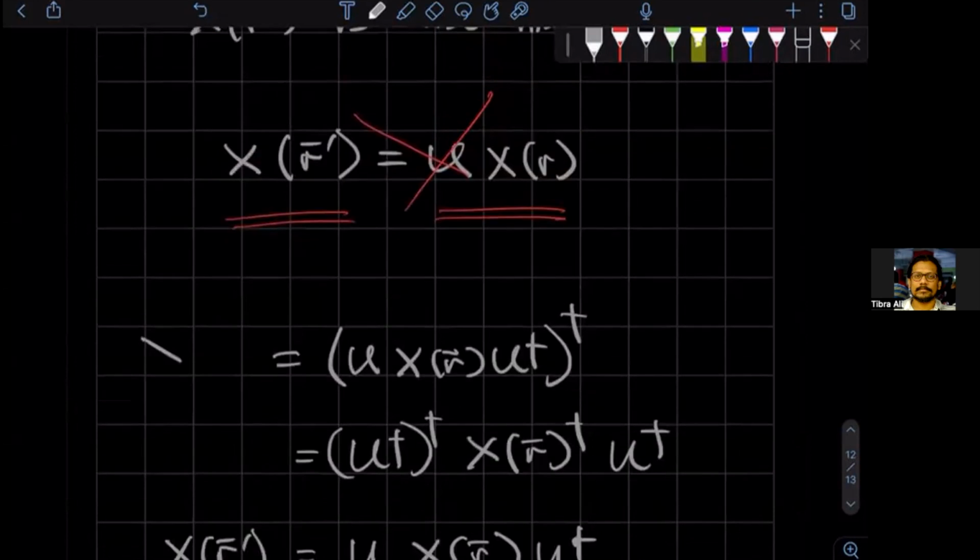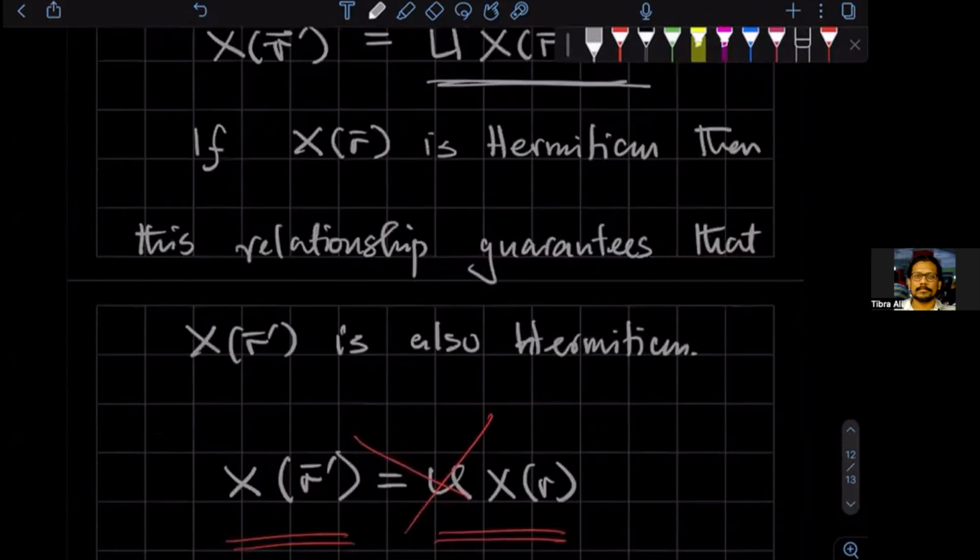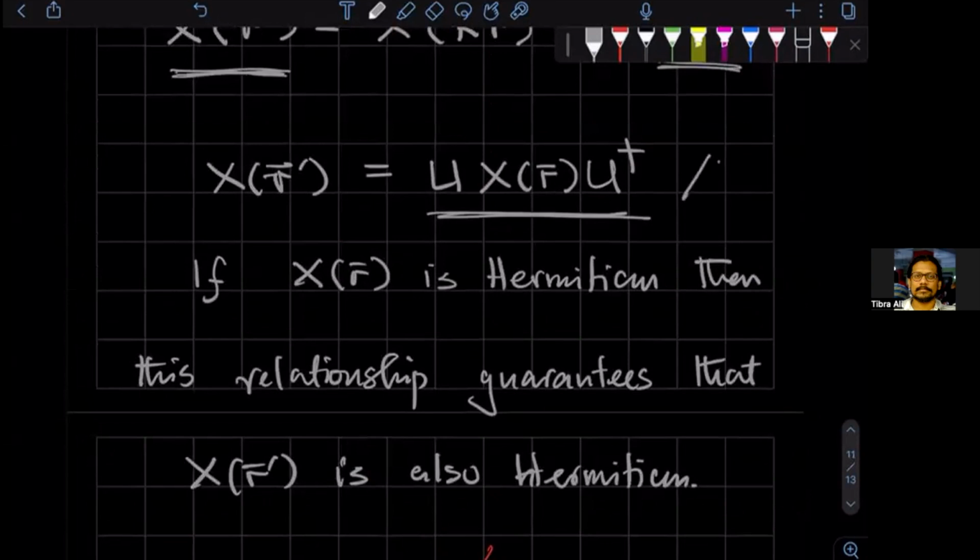So here we have X of R prime dagger. So we see that by postulating that X of R is related to X of R prime in this fashion, we guarantee that both of these things are Hermitian. Okay? Is U here unitary? Not yet. It will be soon.